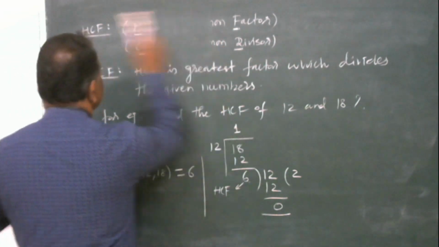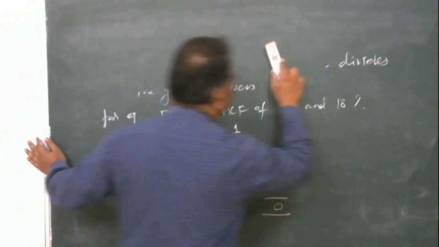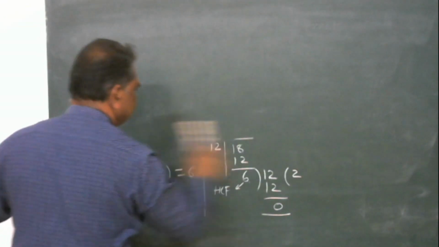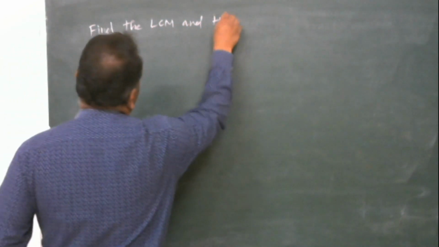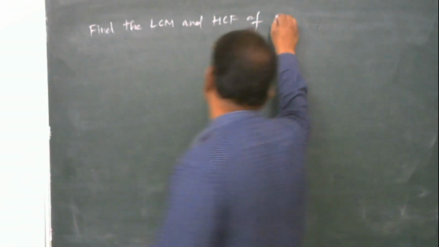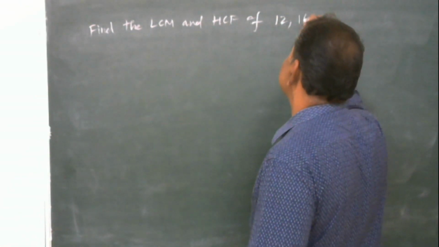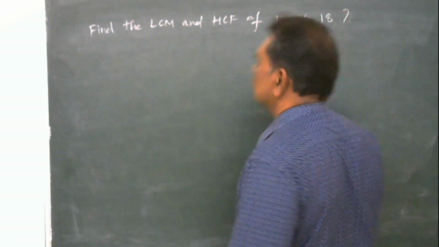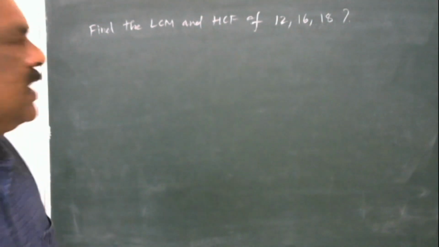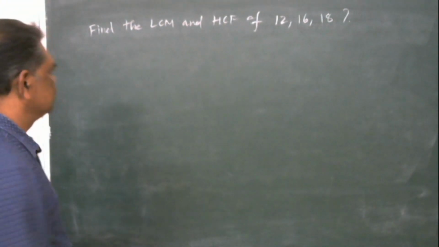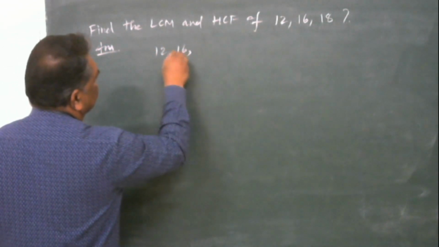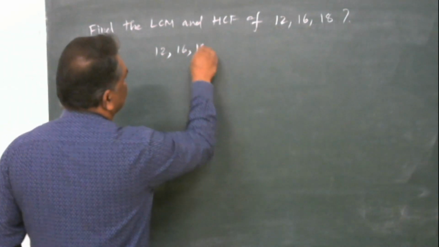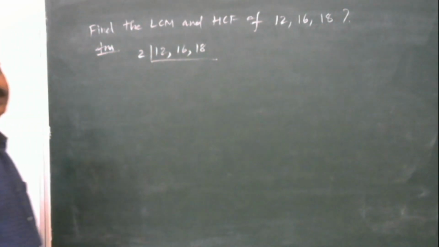Okay, so we can also find the LCM and the HCF of more than two numbers. Let me take one more example. Find the LCM and the HCF of three numbers: 12, 16 and 18. How to find the LCM and HCF of three numbers? For LCM, there is no problem. As usual, we write all three numbers separated by commas and use the prime factorization method.